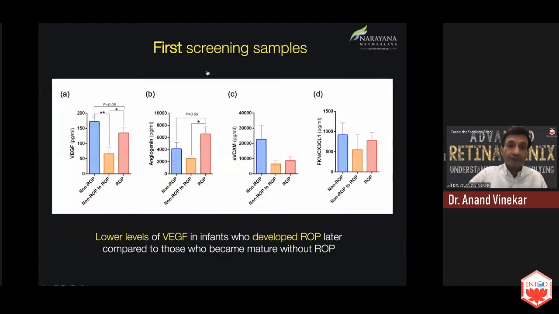Now, with the first screening sample, we found that there was lower VEGF in infants who developed ROP later on. We had no idea at that first visit whether these babies would eventually go on to develop ROP. And we obviously looked at that prospectively, but it is interesting to know that you could predict that right here.